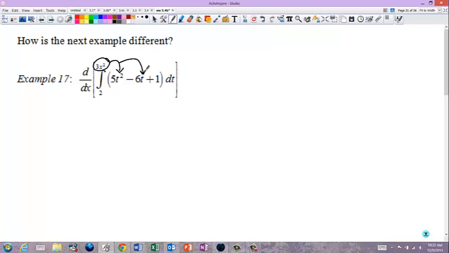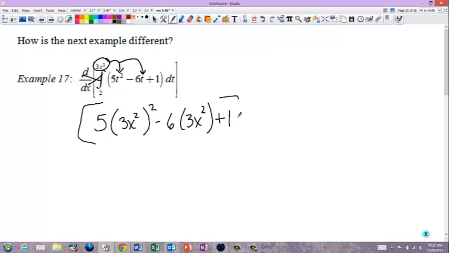The derivative and the integral cancel out. You stick the 3x squared in everywhere there's a t, so you do 5 times 3x squared minus 6 times 3x squared plus 1, and you have to multiply that entire thing times the derivative of 3x squared, because you're taking the derivative of the integral. Well, and that's the chain rule. Because you're taking the derivative, you have to multiply by the derivative of the inside, and the derivative of the inside is the 3x squared.